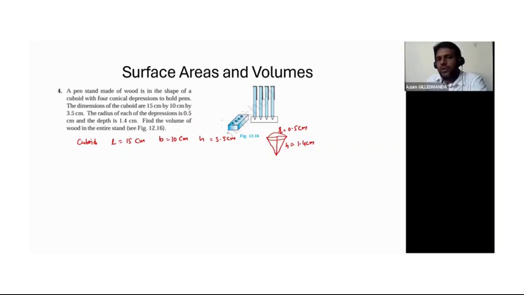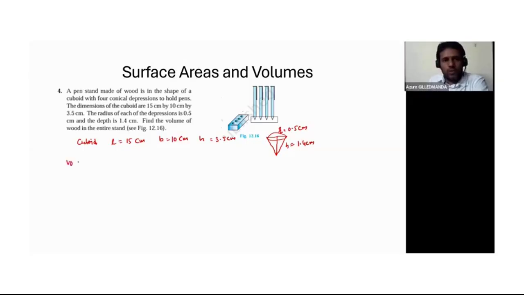If they just ask for the volume of the wood, I can just say L into B into H, length into breadth into height, and I'll get the volume. But here what they are asking is, they have taken out these impressions to keep the pen. That means that conical shape of the wood is taken out from that cuboid. So what I need to do is find the volume of one cone, multiply with 4, and then subtract this volume of conical impressions from the entire volume. You understand?